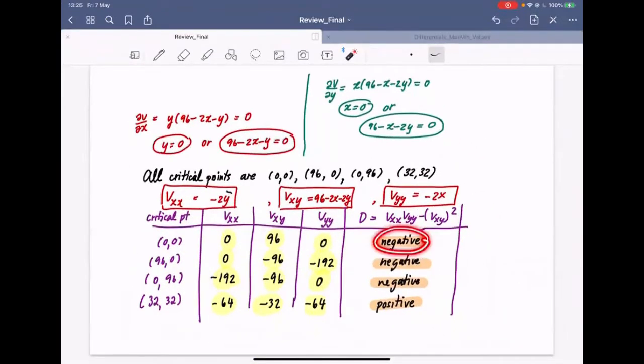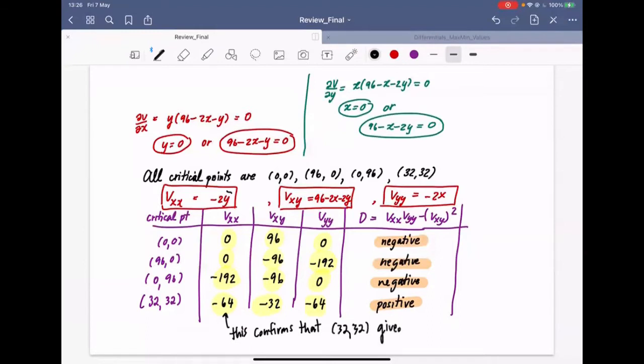This point cannot be max or min, right? The point that is going to give you max or min is this point, because this D is positive. And once you differentiate the function with respect to x 2 times, you get the negative sign here. So this confirms that this point, 32, gives the maximum.